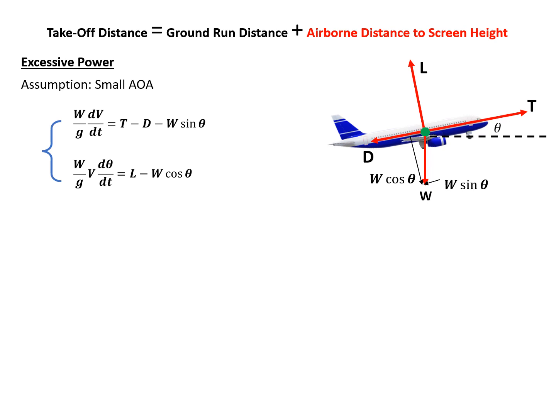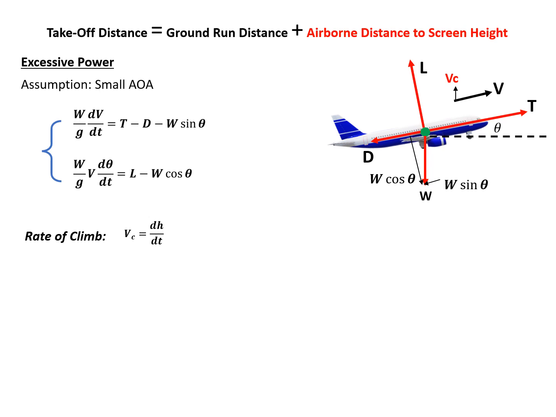And on the direction normal to the flight path, we have the mass times the acceleration. On the right hand side, we have the lift and also a contribution from the weight, that's W times cosine theta. And this theta is the flight pitch angle. Okay, so we define the rate of climb Vc as dh over dt. Basically, that's the vertical speed of the aircraft.